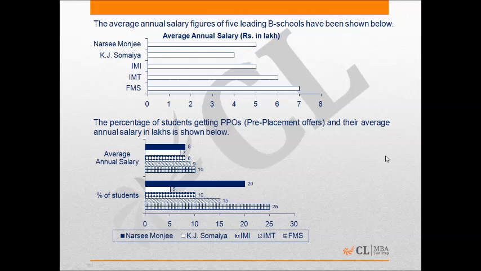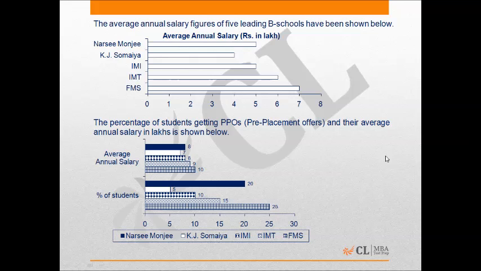This would be a level 2 DI set. The average annual salary figures of 5 leading B schools have been shown below: Narsimha Munji, KJ Somaiya, IMI, IMT and FMS. The percentage of students getting PPOs, that is pre-placement offers, and the average annual salary in lakhs is shown below.